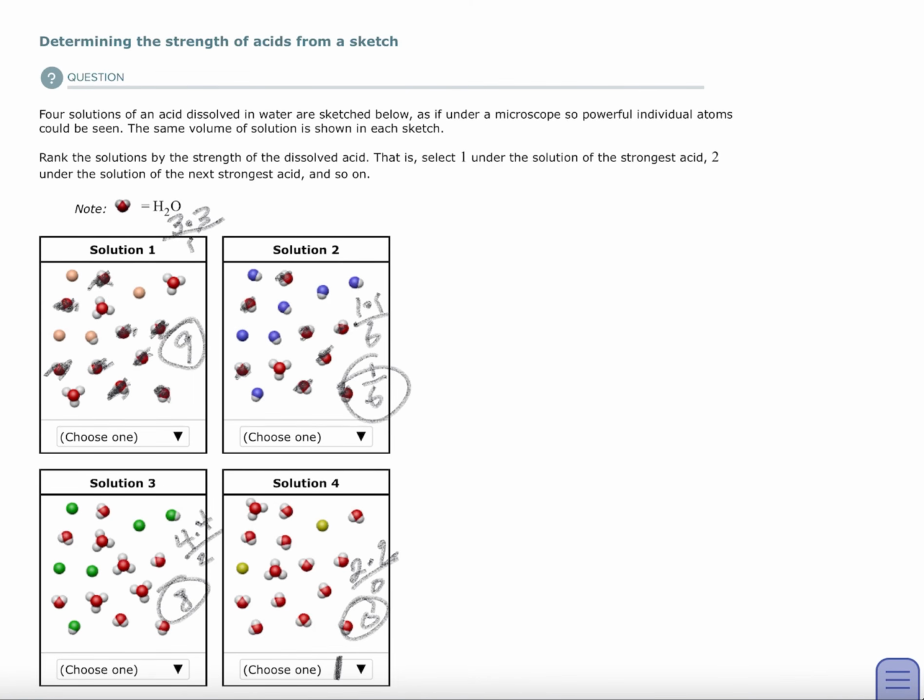Okay. Then the next highest number is a 9, so this would be a 2. Then the next highest number is an 8, so that's a 3. And then the final one is a 1/6. That's a 4. So I hope that helps.